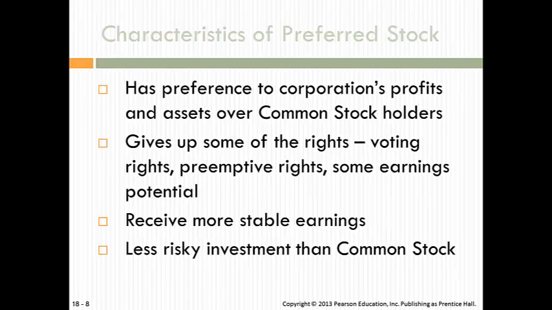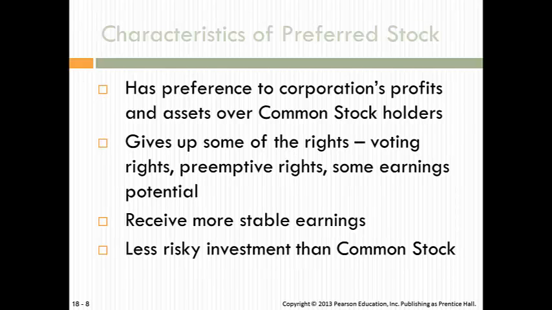Now let's look at the characteristics of preferred stock in comparison to common stock. The first one is that preferred stockholders have preference to a corporation's profits over common stockholders. This means when a corporation declares dividends, preferred stockholders are paid first. If there's anything left over, it then goes to common stockholders.